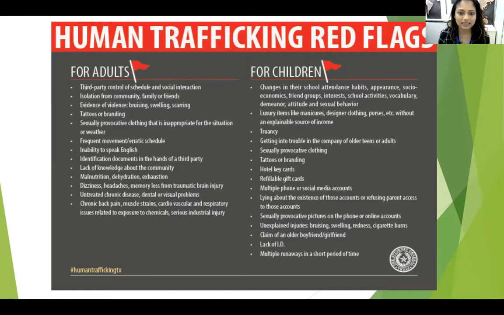Is there anything else that you think has not been mentioned here, or that you've seen in your ER or in your hospital that has made you suspect trafficking? Yeah, I think this is pretty detailed about things to look out for. Let's move on to the next slide.